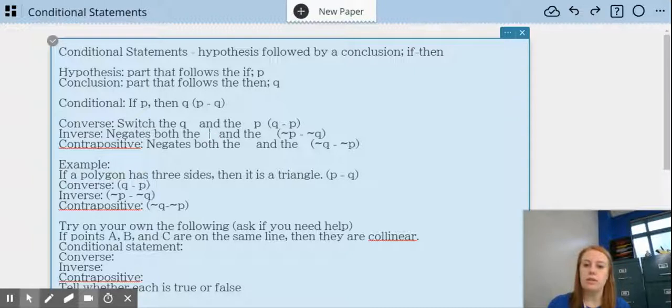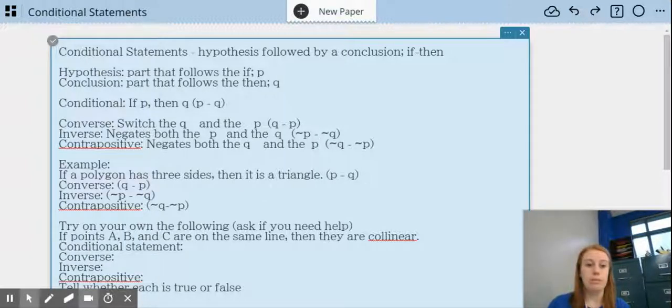The inverse negates both the hypothesis and the conclusion. So we're negating the hypothesis first and then the conclusion. So we're saying if not the hypothesis, if not P, then not the conclusion, not Q. The contrapositive negates both the Q and the P. So again, we're switching those around, switching the inverse around. So we're saying if not the conclusion, then not the hypothesis.